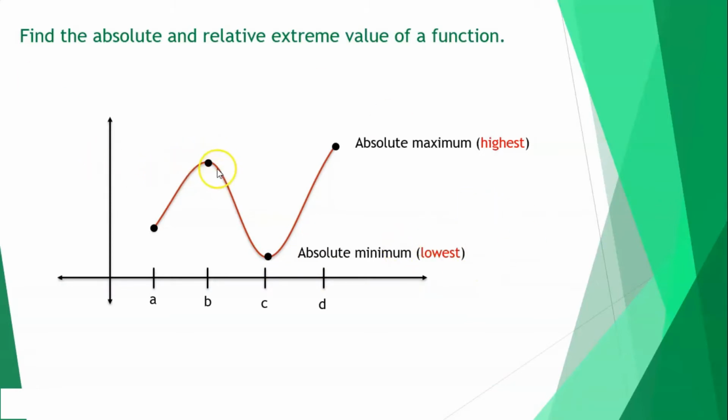This point here is considered a relative maximum, or local maximum, because you go up then down. This point here is considered the relative minimum, the local minimum, because you go down then up. So take note of that.